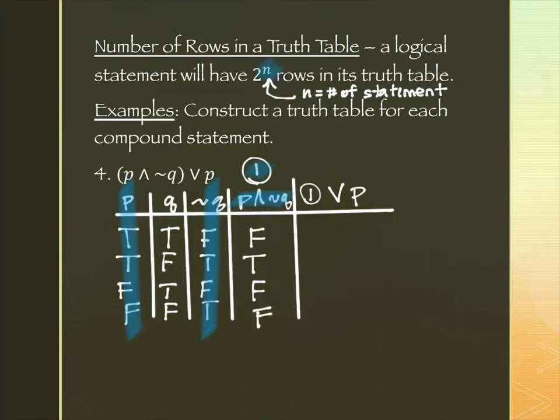Okay, I'm going to change colors. Use yellow. Now I'm supposed to use the column number 1 and P, which are now highlighted in yellow. So I'm looking at my 2 yellow columns, and I'm joining them with an or statement. So when are or statements true? When one of them is true. Okay? So along the first row, I have true and I have false in yellow. True or false would be true.